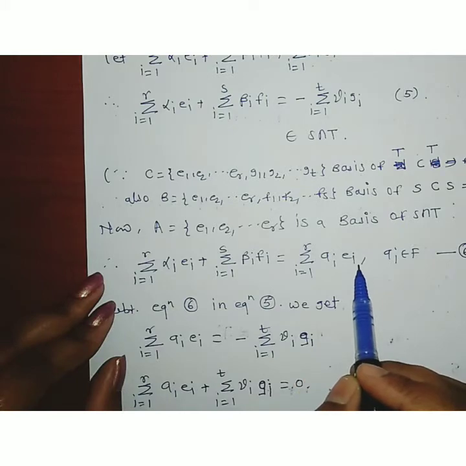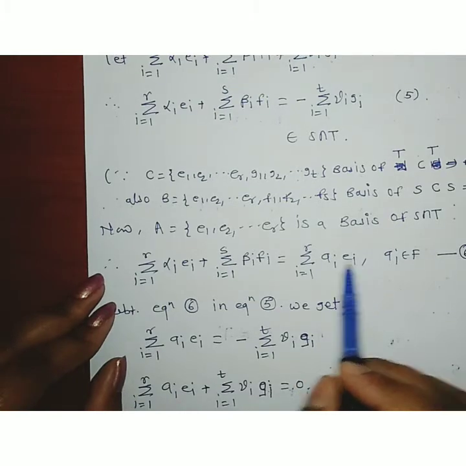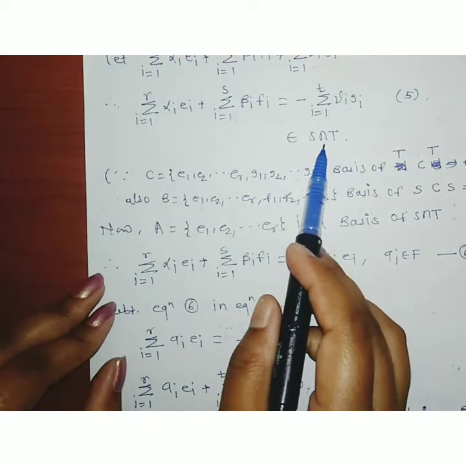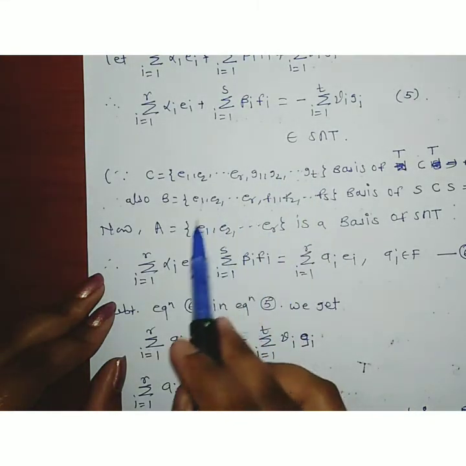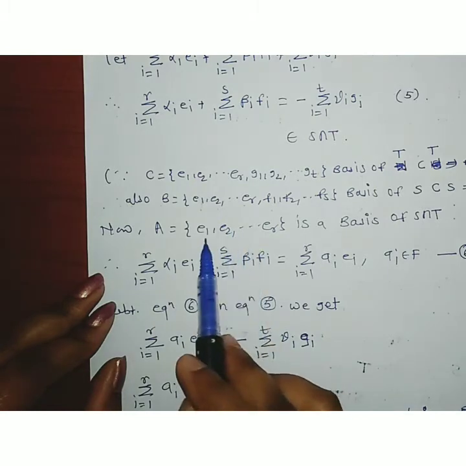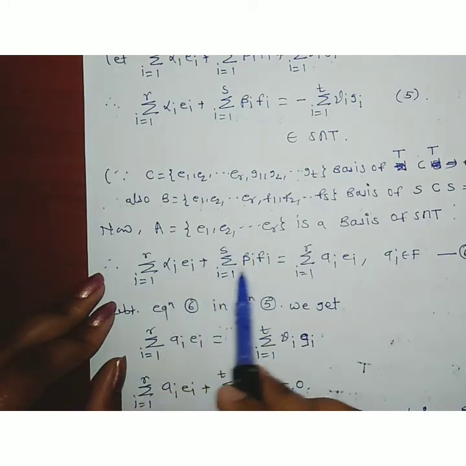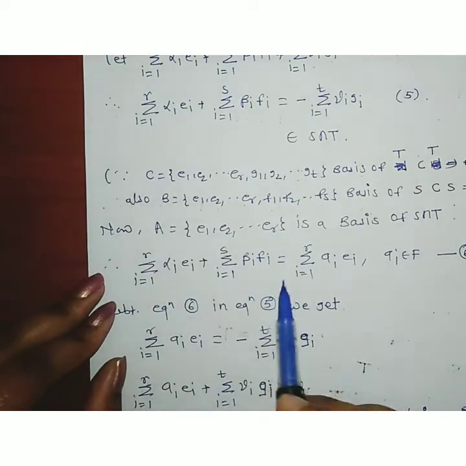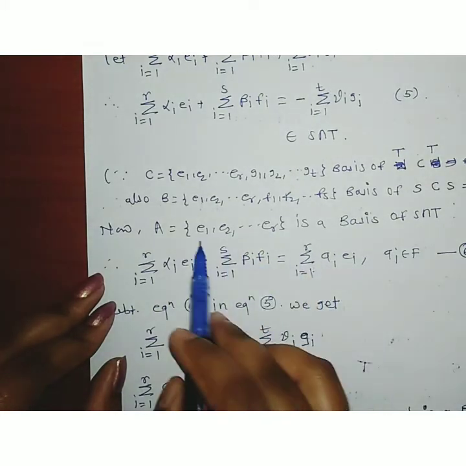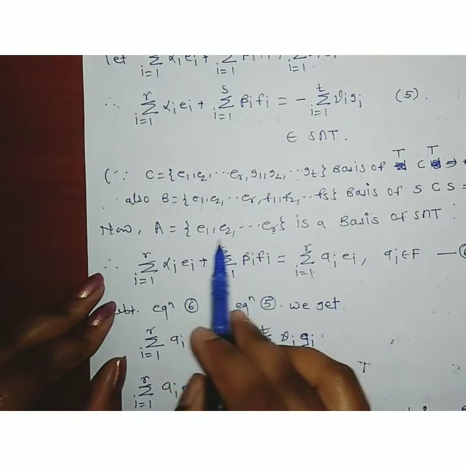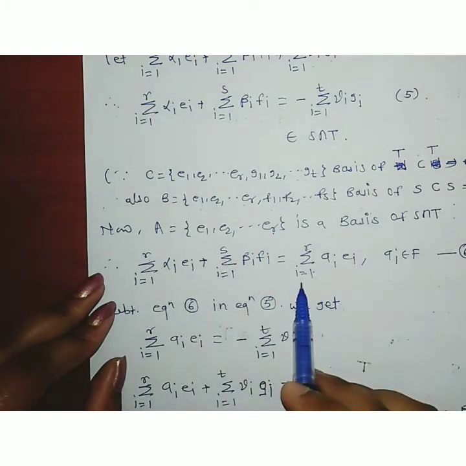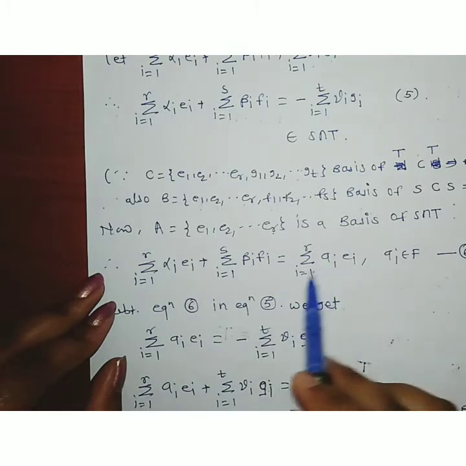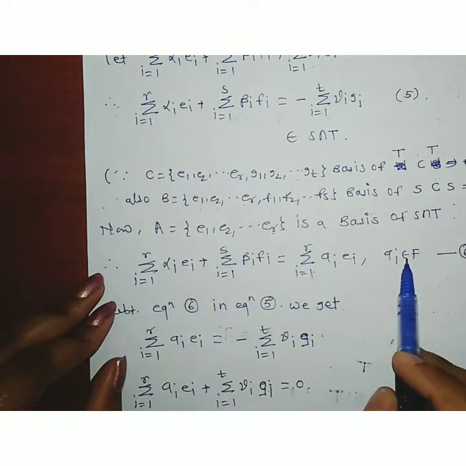Why is this possible? Since this term belongs to S intersection T and S intersection T has the basis e1, ..., er, every element of this form can be written as a linear combination of these vectors e1, e2, ..., er. Therefore, this can be written in the form summation ai ei, i running from 1 to r, for some ai belonging to the field. Suppose this is equation 6.